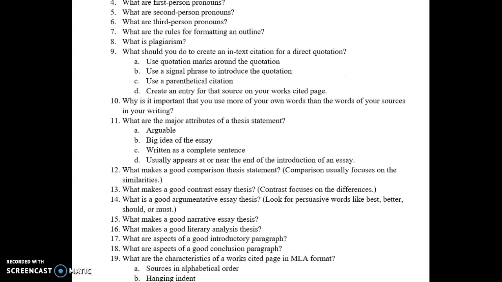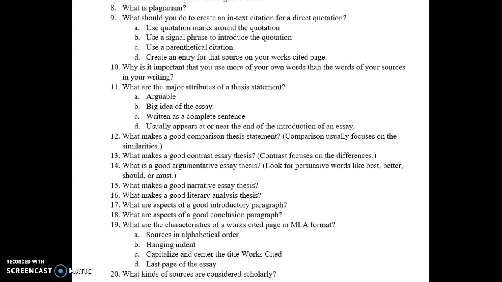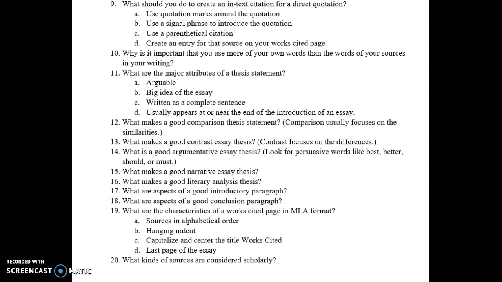Know the major attributes of a thesis statement. A thesis statement should be arguable, so it should be debatable. You shouldn't just state a fact that no one could disagree with. Otherwise, why are they reading the essay?